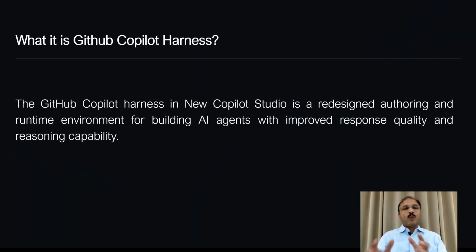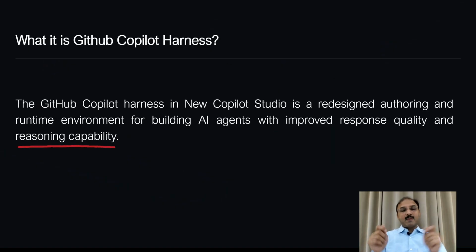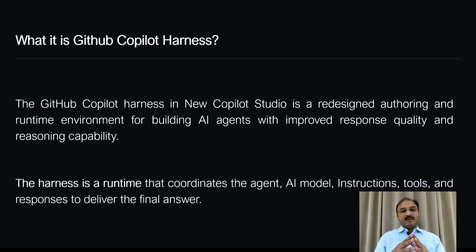So what is the GitHub Copilot Harness? It is a redesigned authoring and runtime environment for building agents with improved response quality and reasoning capability. The harness is the runtime that coordinates the agent, AI model, instructions, tools and responses to deliver the final outcome or answer. And the new Copilot Studio Experience uses the GitHub Copilot Harness.